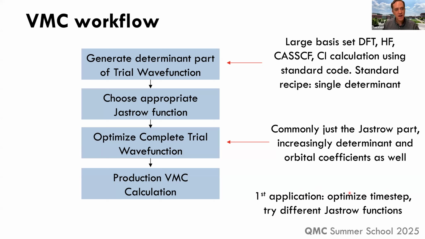Of course, the first time one tackles any new system or composition, it's important to choose a time step and then try a few different Jastrow functions. So for example, we might want to test different spatial cutoffs on the Jastrow function to see what is most efficient. Because if we can, for example, avoid having too many quote unquote coefficients, that will make the optimization in turn more efficient.